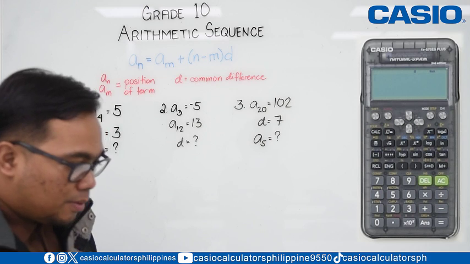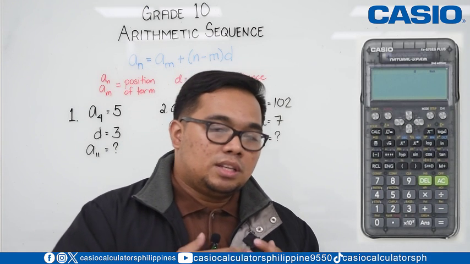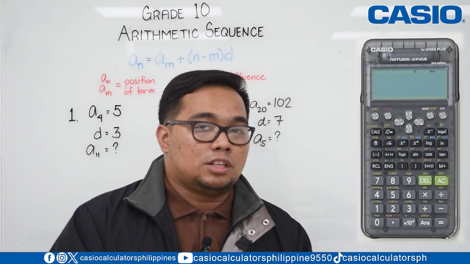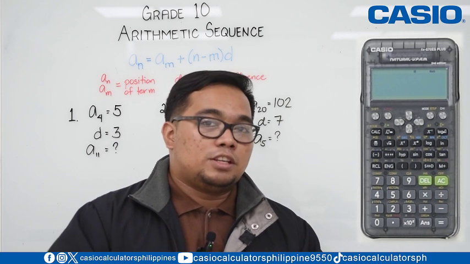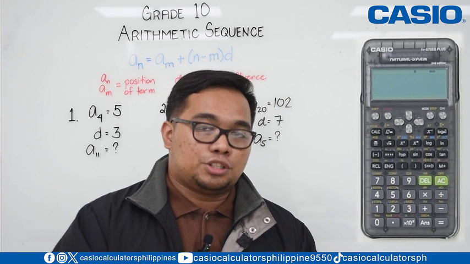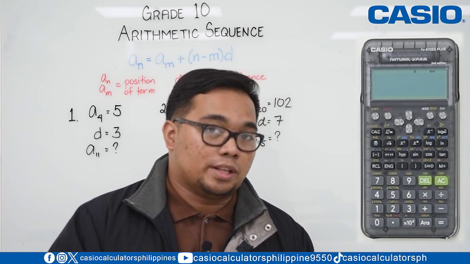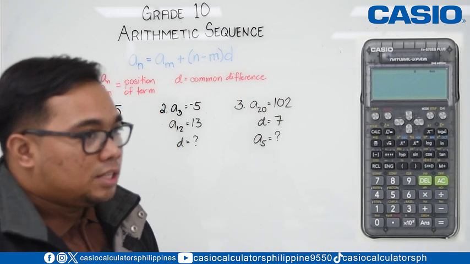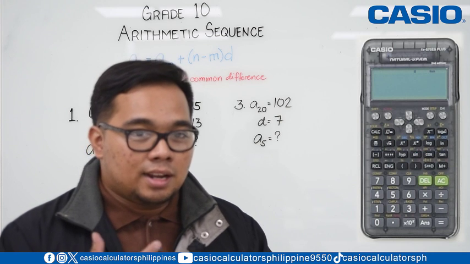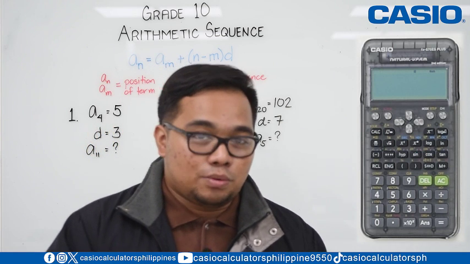Now, what is a sub m and what does m indicate? A sub m, or m, simply indicates any given position or term on the sequence. It may be a sub 4, it may be a sub 10, if the given indicates that position or term of the sequence. Let me discuss more on this altered arithmetic sequence equation.